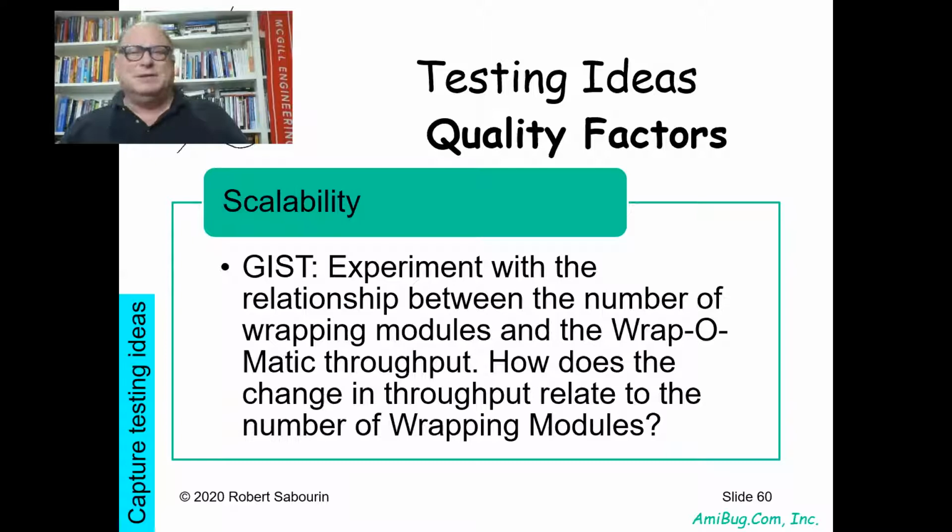Scalability here. Experiment with the relationship between the number of wrapping modules and the Rapamatic throughput. How does a change in the throughput relate to the number of wrapping modules? So this is basically scalability. Do we scale?